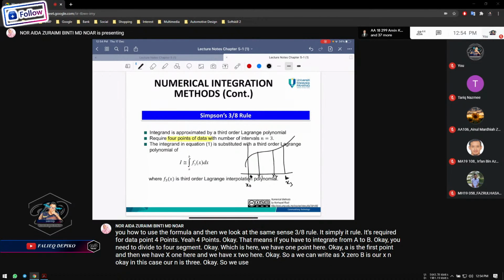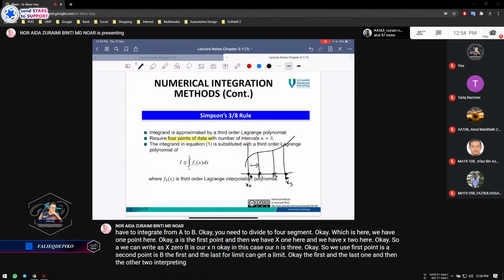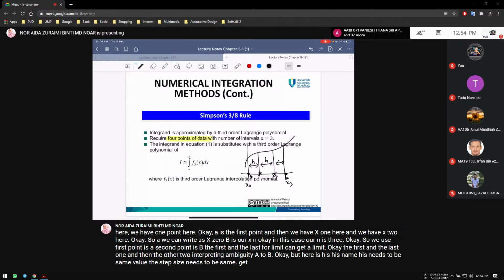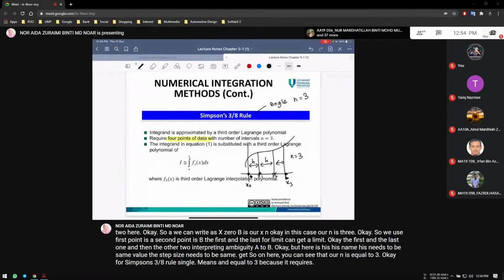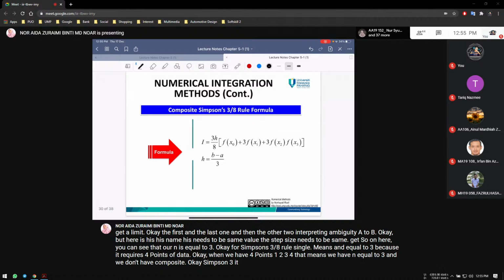Okay, so the first point is A, and the last is B, the first and the last limit. Kan kita ada limit, and then the other two kita kena ambil dekat antara A to B. But here h, the step size, needs to be the same. So you can see that our n is equal to 3. For Simpson's 3-8 rule, single means n equal to 3 because it requires 4 points of data. When we have 4 points, 1, 2, 3, 4, that means n equal to 3. And we don't have composite for Simpson's 3-8. This is the formula for the 3-8 rule.